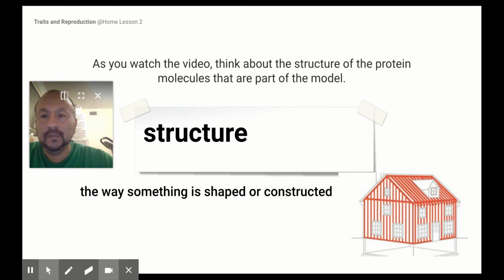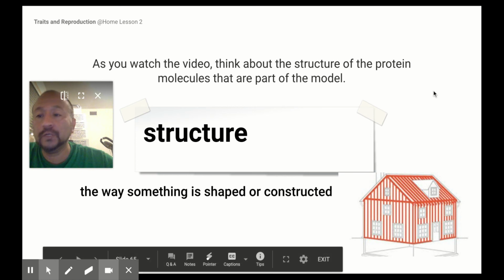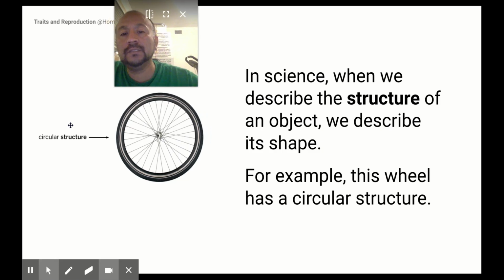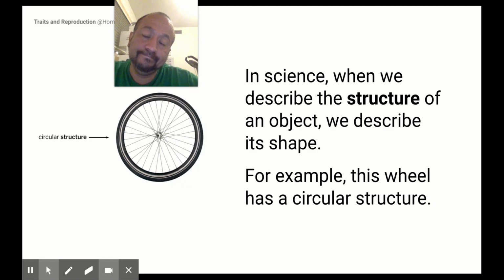So as you watch the video, think about the structure of the protein molecules. What is that structure of? It's the structure of a house, right? The way something is shaped or constructed would be the structure. In science, we describe the structure of an object. We describe its shape. For example, this wheel has a circular structure. A circle.